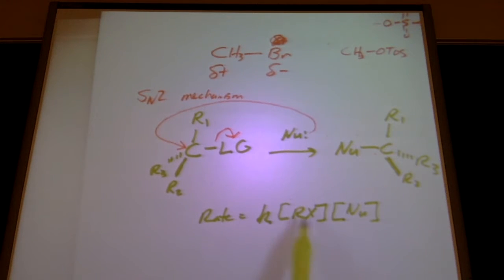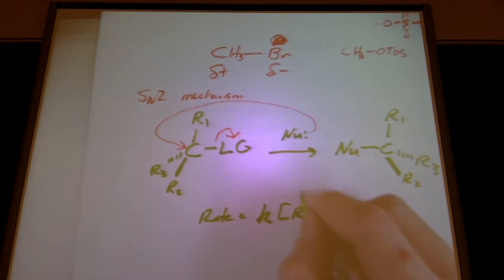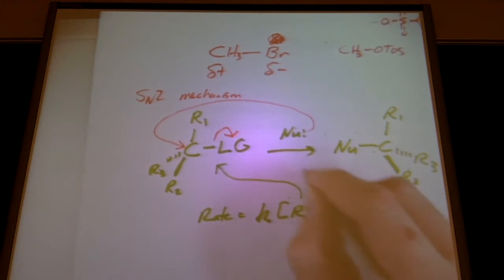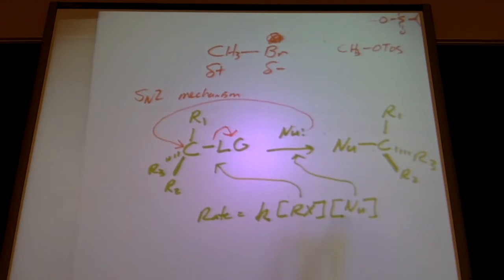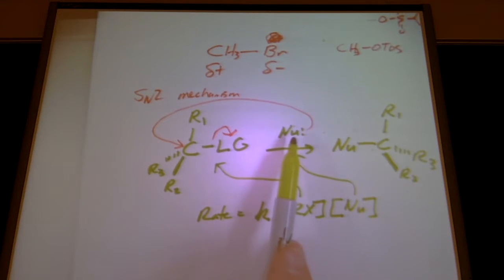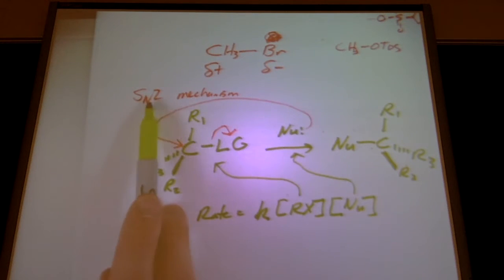I put RX, I probably should put LG there, but this is your substrate. This is your nucleophile. So this is just your concentrations multiplied by some rate constant. If you double the concentration of your substrate, you double the reaction rate. If you double the concentration of your nucleophile, you double the reaction rate. If you double the concentration of both of them, you quadruple the reaction rate. So it's dependent upon both, and that's where the bimolecular comes in.